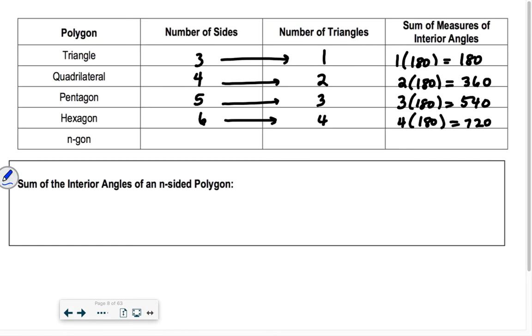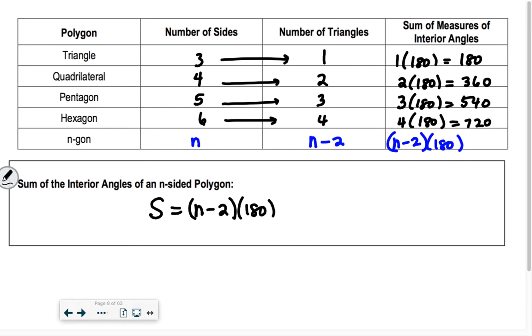Okay, so what's our pattern if we have an n-gon? Remember, an n-gon has n sides. What do you think, Colin? N and then n minus 2. So n is the number of sides, and n minus 2 is the number of triangles. Yes. So what do we have for the formula? N minus 2 times 180. You got it. Easy enough. So that's the sum of the interior angles: n minus 2 multiplied by 180.